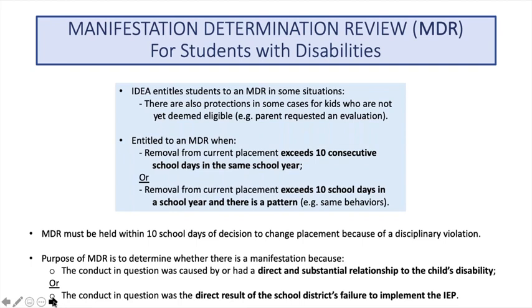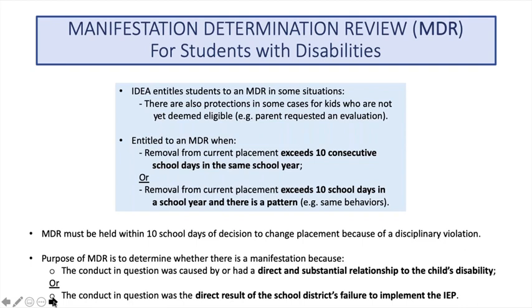So first part, the IDEA entitles students to what's called a manifestation determination review, or MDR, in some situations. There are also, I want to mention, protections in some cases for kids who are not yet found eligible for IDEA. For example, the parent has requested an IDEA evaluation and that evaluation is pending. That child might also be entitled to an MDR if there was a certain type of disciplinary issue that arose before that evaluation was completed.